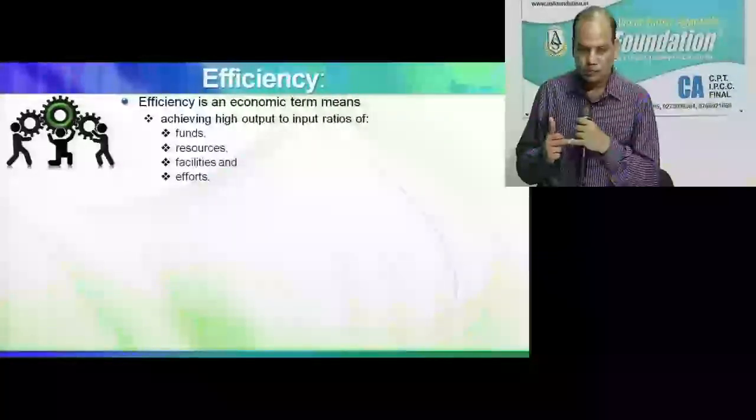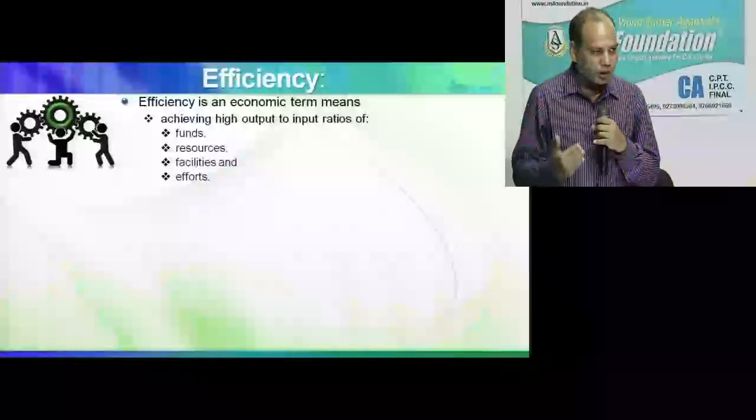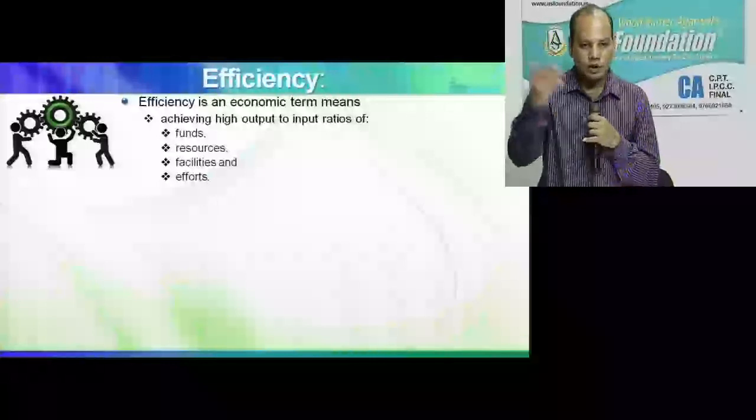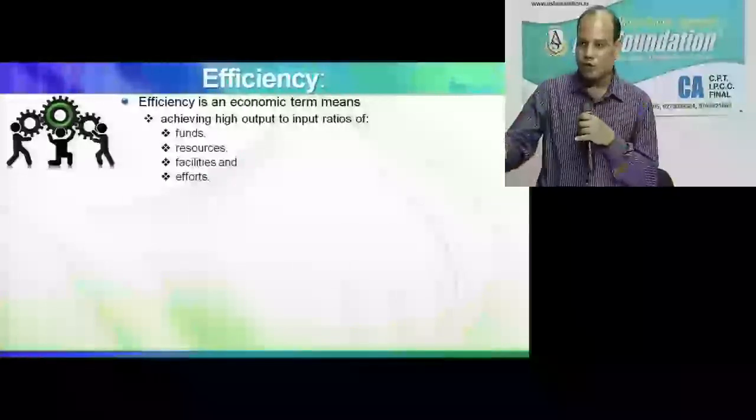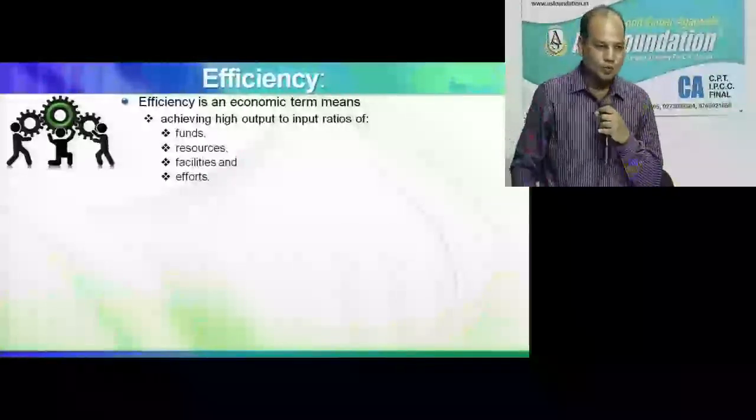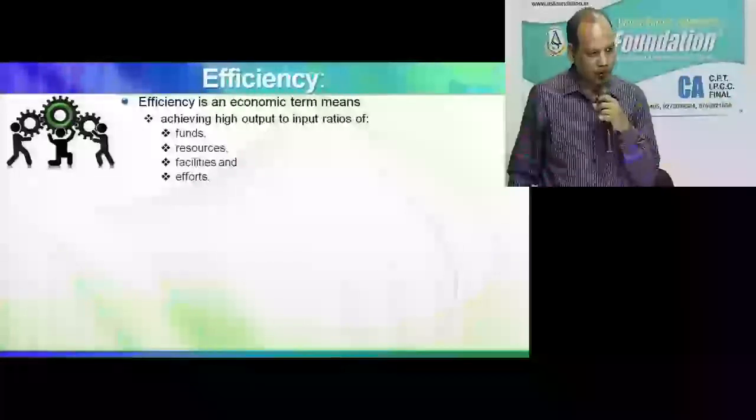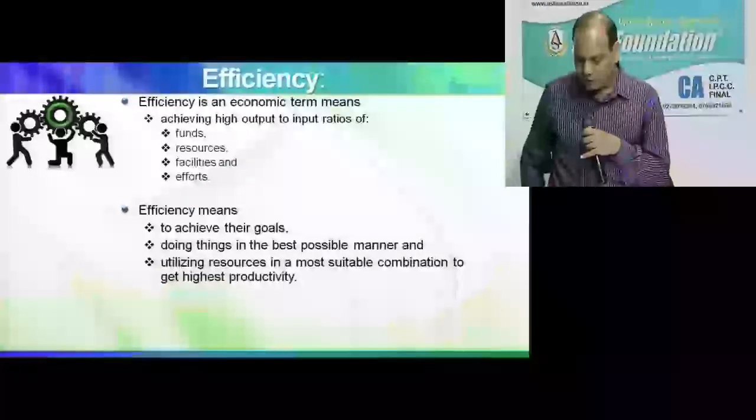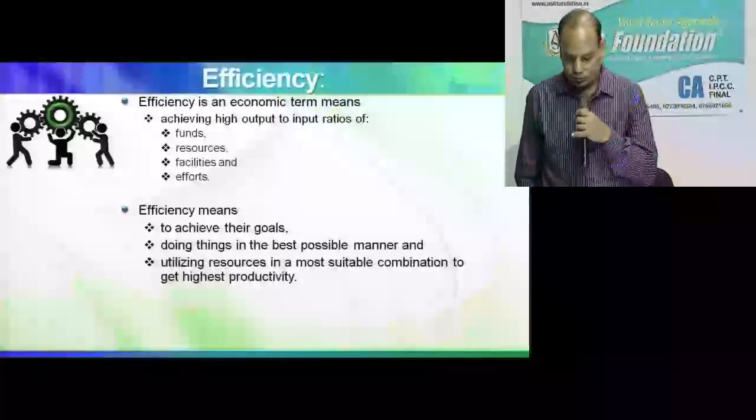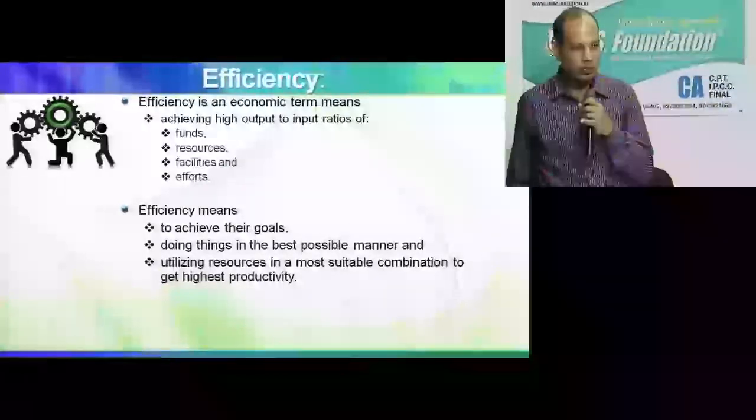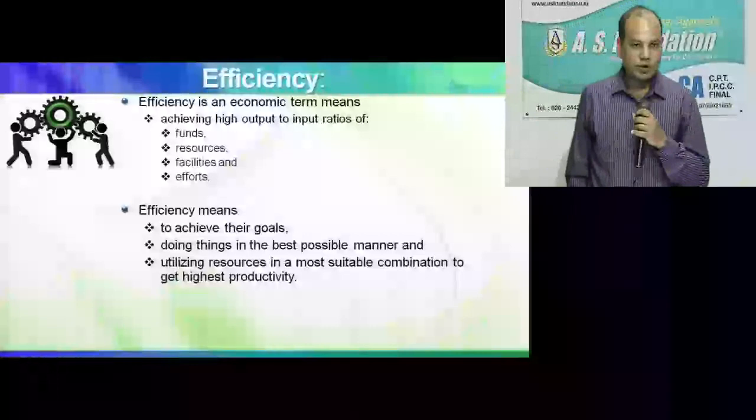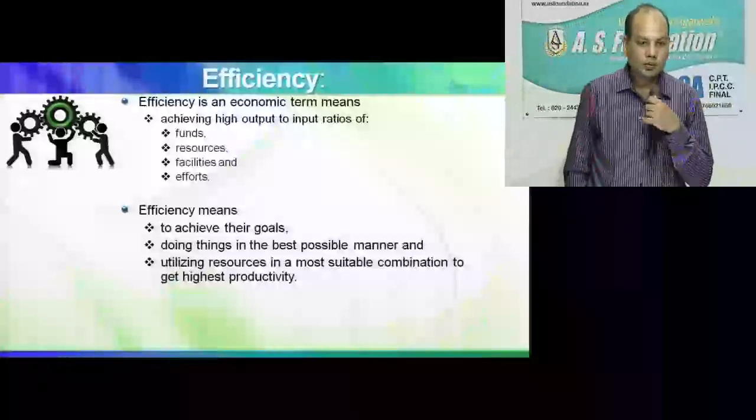And we should try to achieve a higher and higher output to input ratio. Yes or no? That is efficiency. If last year it was 1.5, this year it should be 2. If the industry standard is 2, we should have more than 2. Okay? Then you are more efficient than other people. So efficiency means to achieve the goals, doing things in the best possible manner. Things can be done in different ways. Is it right? So efficiency means doing things in the best possible manner.